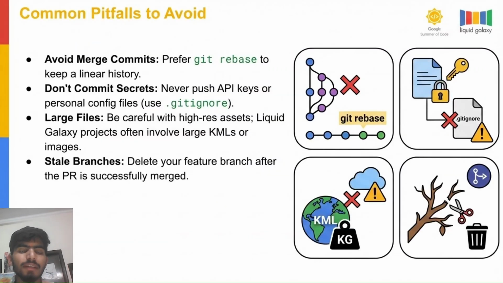Now let's understand some common mistakes which we have to avoid. It says to prefer git rebase to keep a linear history. When you are working on code, it is very necessary to run this command, git rebase, so that you can keep a linear history of what you are doing and what all commits you are making.